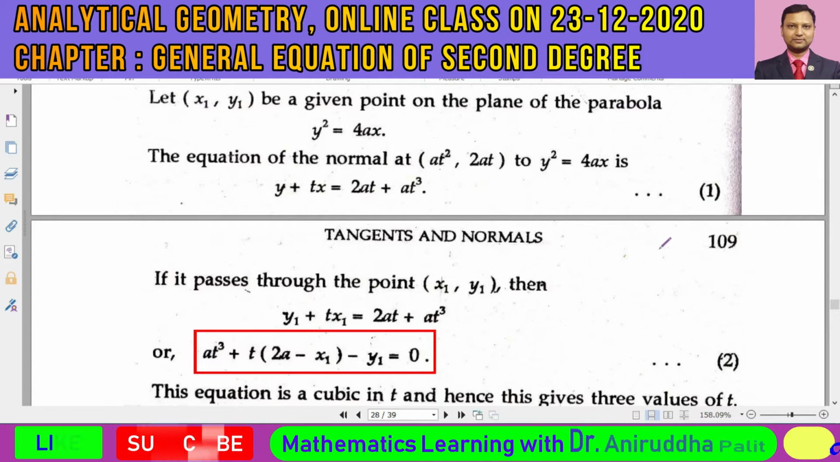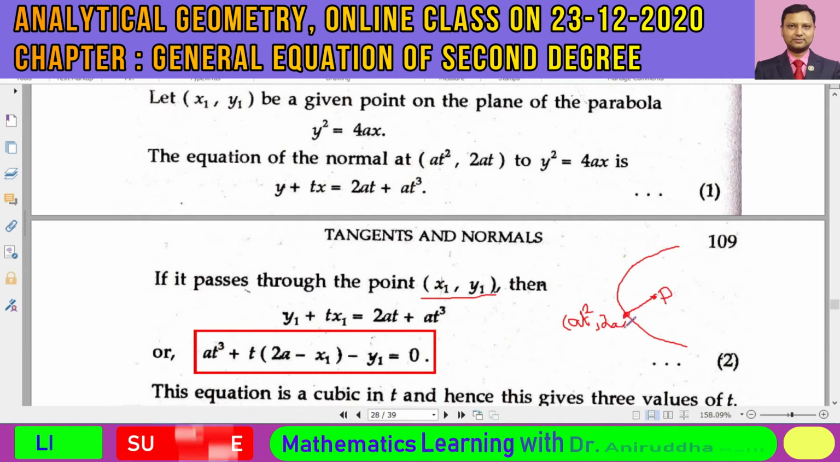Suppose this is the parabola and this is the point P, having the coordinates x1 and y1. Suppose this is a tangent and this is a normal at any point. What would be the coordinates of the point? Suppose at squared, twice at, twice a t.